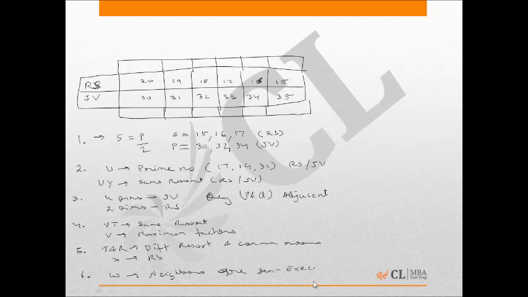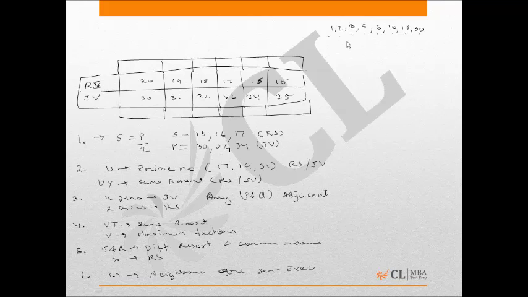Easiest thing is that V stayed in a room which had maximum factors. Let's figure out which has maximum factors. 30. How many factors does 30 have? 30 has factors 1, 2, 3, 5, 6, 10, 15 and 30. 1, 2, 3, 4, 5, 6, 7, 8. 30 has 8 factors.